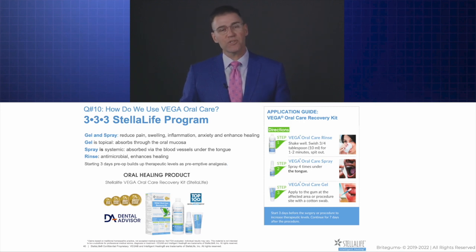Now for these procedures, we don't use the gel. And the reason we don't use the gel is because I can't rely on the patient not to stick their finger with the gel in the mouth and to avulse the new skin that's growing. So what we do is we recommend the spray, which we spray sublingually, and it's absorbed for pain and swelling and healing, and the mouth rinse.